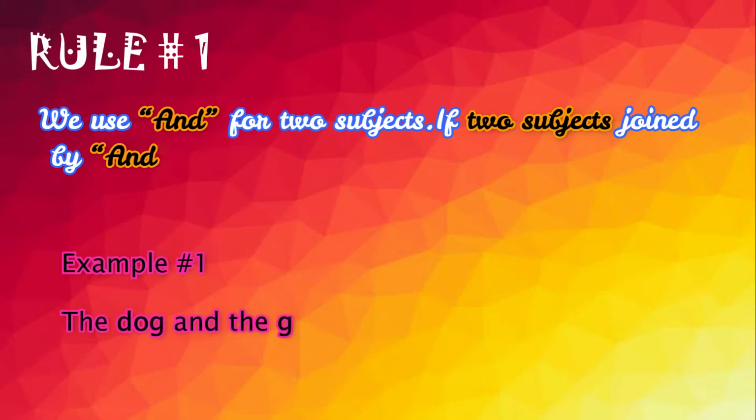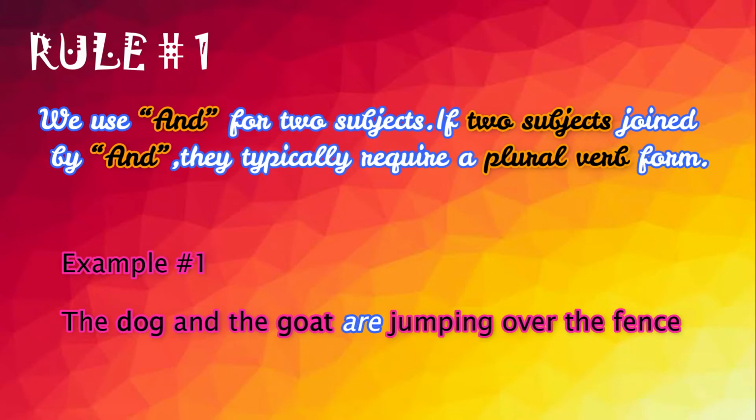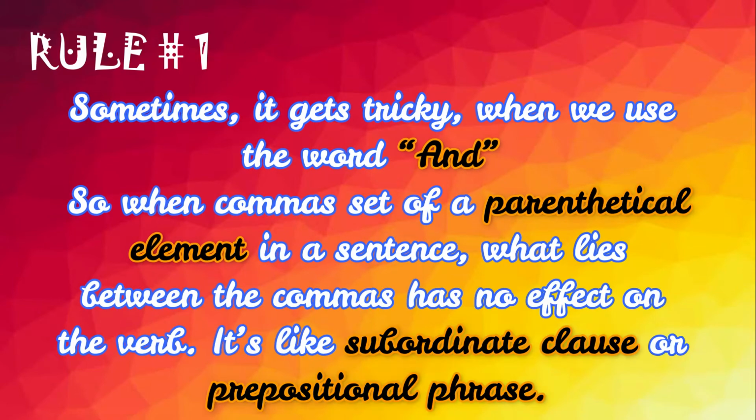Rule number 1. We use and for two subjects. If two subjects are joined by and, they typically require a plural verb form. Example number 1. The dog and the goat are jumping over the fence. As you can see, we have two subjects, which are dog and goat, because they are connected by and. In that case, if we have two subjects connected by and, we have to use a plural verb, which is are. Sometimes it gets tricky when we use the word and.